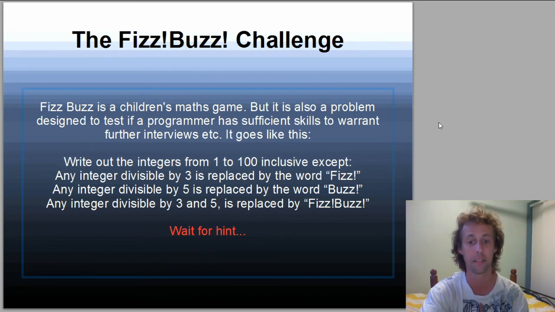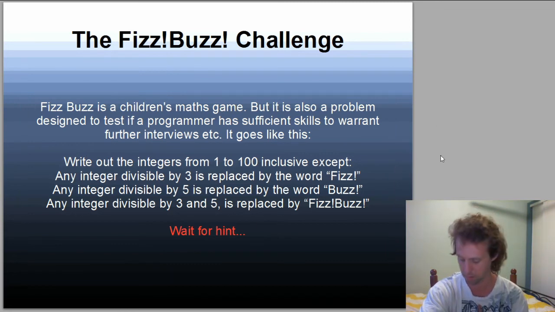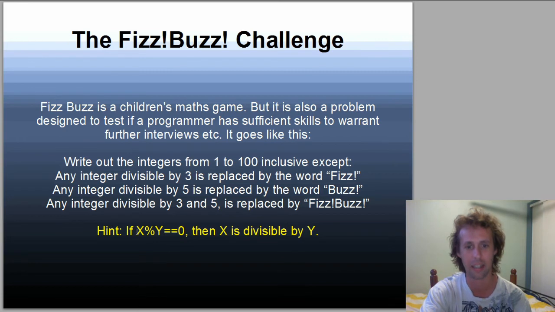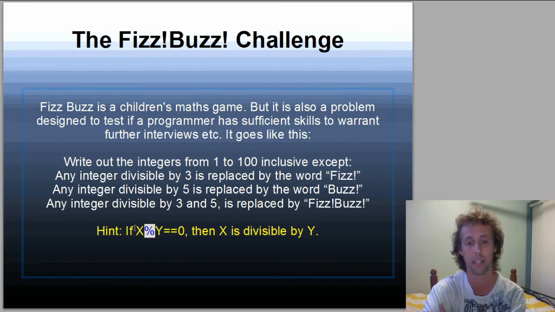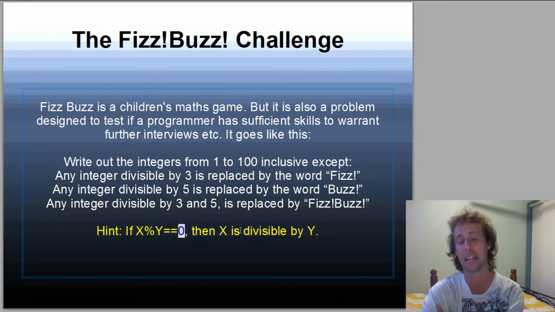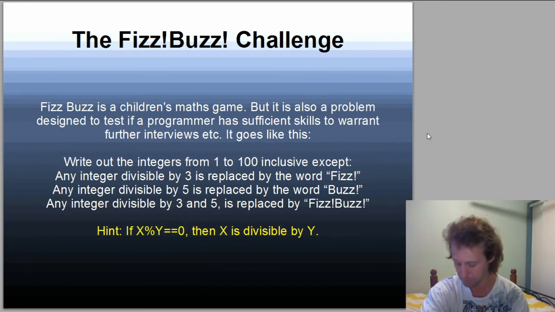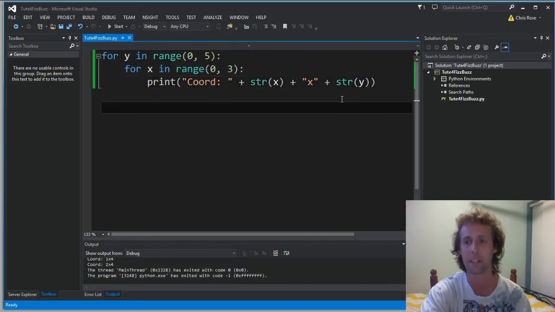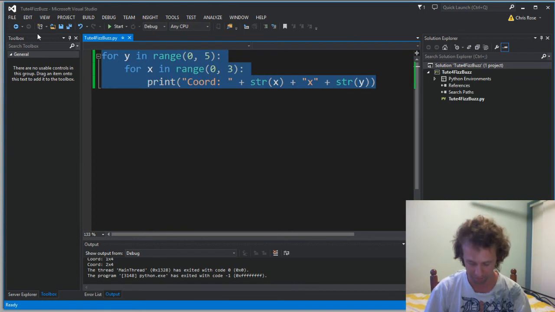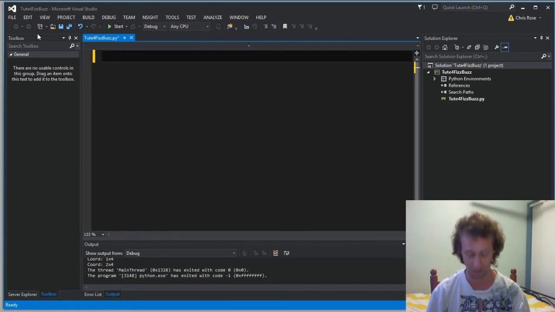Here's the hint. Okay, the hint is if you want to tell if something's divisible by something else, you use mod, modulus. If x mod y equals 0, then x is divisible by y. Oh, well, that's the end then. All right, this is how I would answer Fizzbuzz. I hope you had a go.